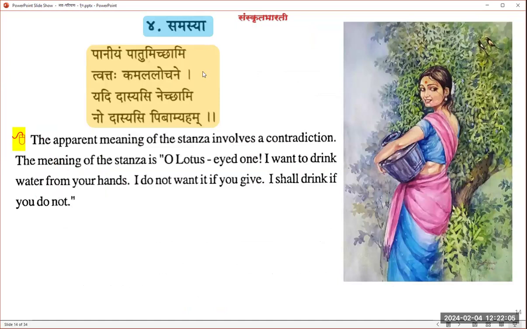Okay, samasya. So this is a puzzle for us. Okay, so let us see. This one is a little difficult one to observe. It's not exactly applicable to modern times, but let's read it for what it is.